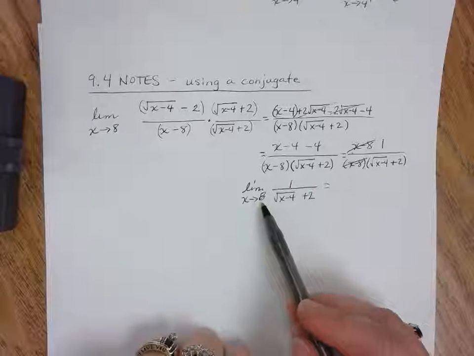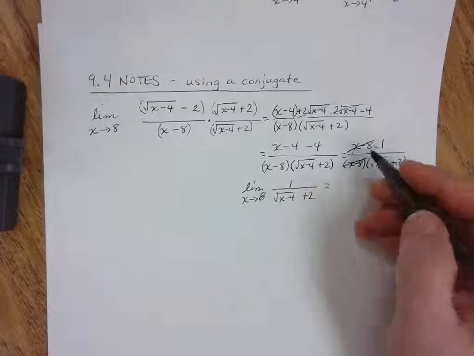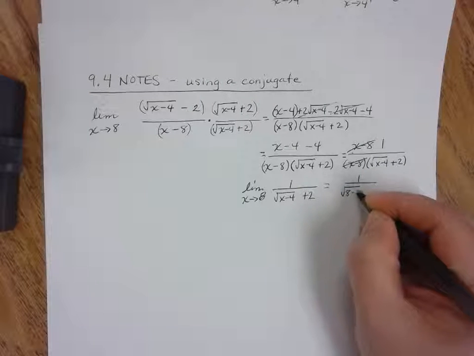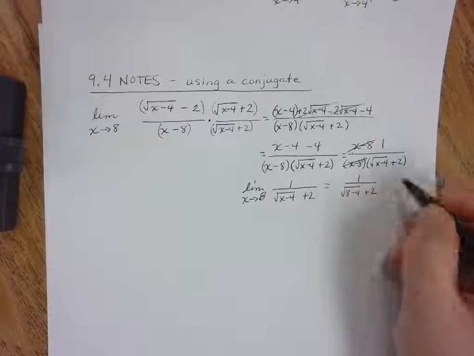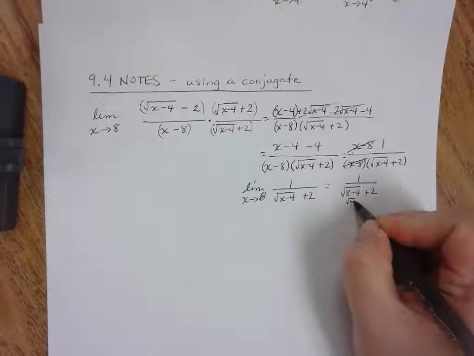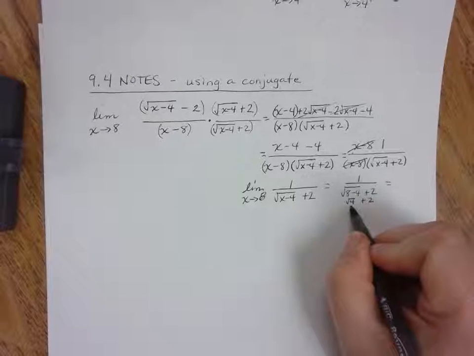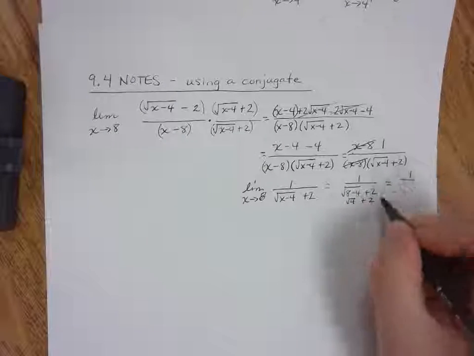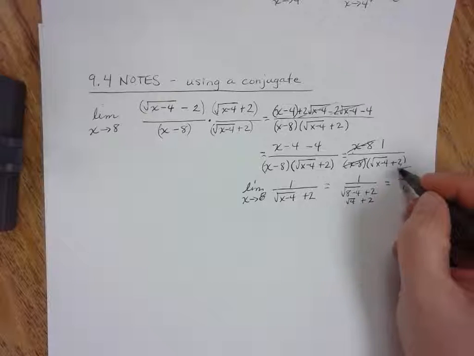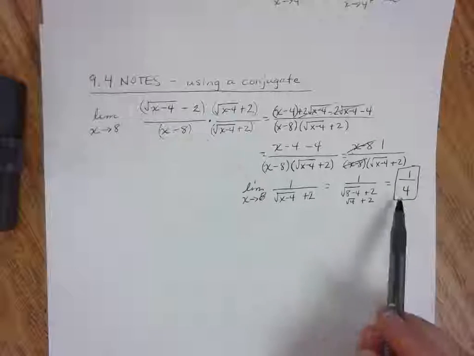Now I'm actually going to plug in this number that it's approaching in for x. 1 over the square root of 8 minus 4 plus 2. Well, the square root of 8 minus 4 is the same as the square root of 4 plus 2. What's the square root of 4? 2. 2 plus 2, 4. Therefore, my answer to this original problem is 1/4.